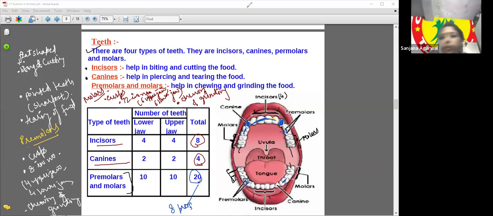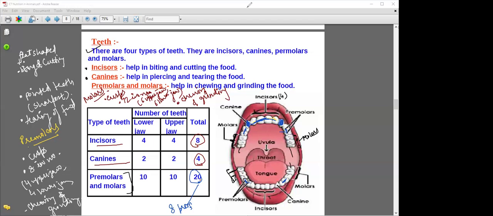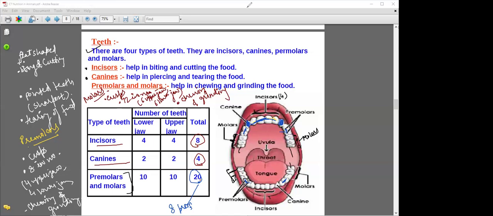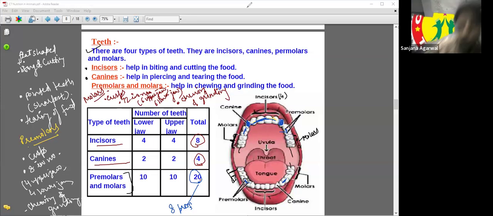Okay. Just a basic discussion more about teeth. We fall into the category of omnivores. Yes or no? Are we herbivores, carnivores, or omnivores? Omnivores. Ma'am, we are omnivorous and herbivorous.